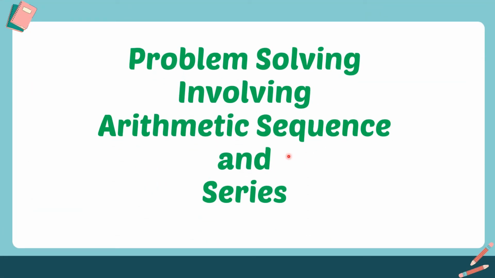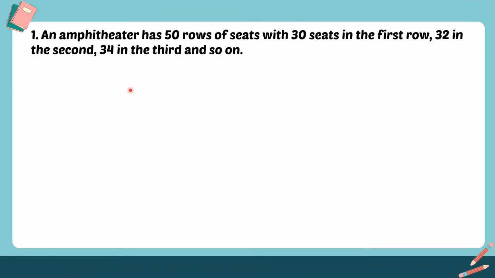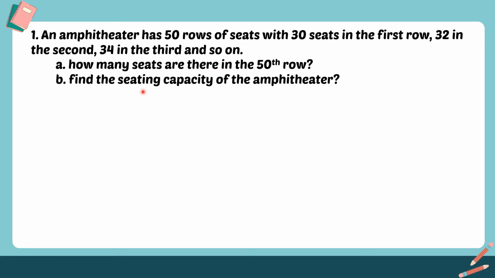In this lesson, we're going to learn how to solve problems involving arithmetic sequence and series. Let's have the first example. An amphitheater has 50 rows of seats with 30 seats in the first row, 32 in the second, 34 in the third, and so on. How many seats are there in the 50th row? And find the seating capacity of the amphitheater.